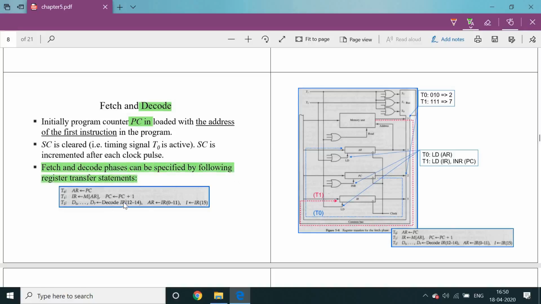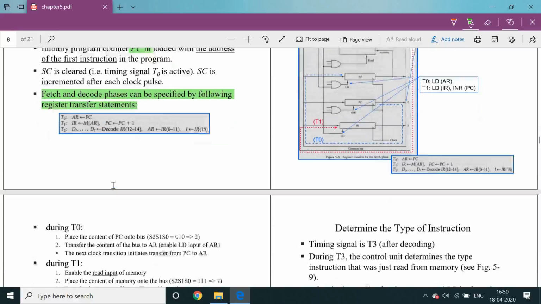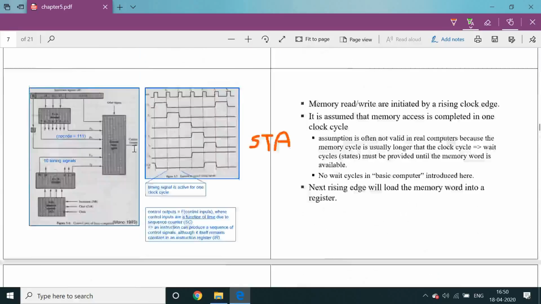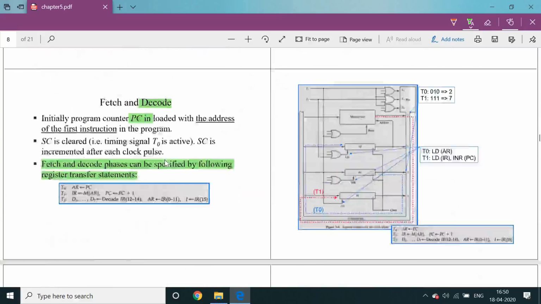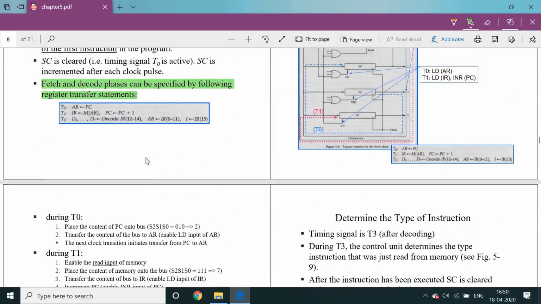Here the T0 state, let us see one more time: T0, T1, T2, T3, T4, T5, like this. Just remember this clock pulse diagram. So we will see what actions are performed in each case. Complete step-by-step procedure: at T0, the program counter initially holds the address of the first instruction. That address will be stored into the address register.